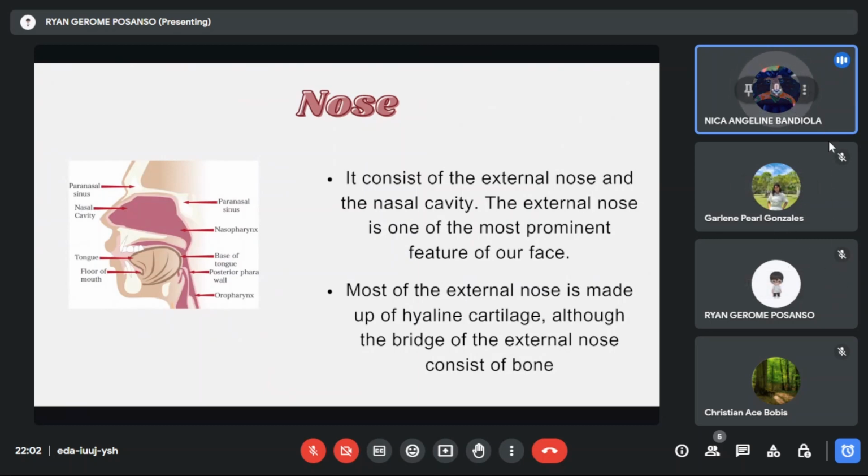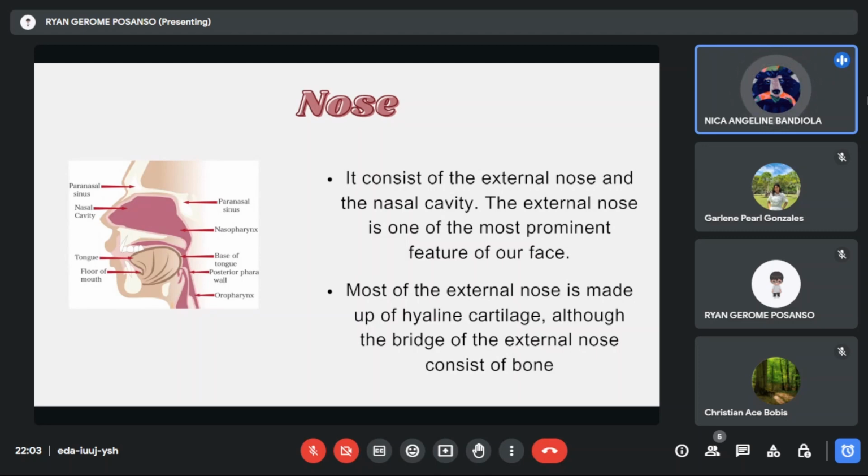The nose consists of the external nose and the nasal cavity. The external nose is one of the most prominent features of our face. It gives shape to our appearance; prominent means that it stands out. Your nose is the part of your respiratory system that allows air to enter your body, then filters debris, and warms and moistens the air. Your nose also gives you the sense of smell.